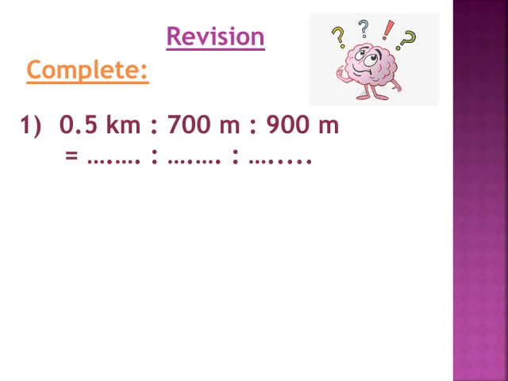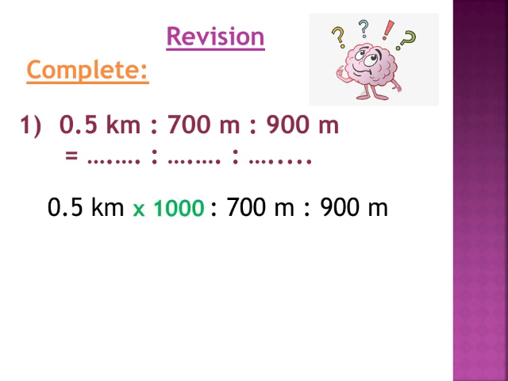I will convert kilometer to meter. How? By 1000. Bravo! Only the part that has the unit kilometer, we will multiply by 1000. 0.5 times 1000 equals 500 meter, to 700 meter, to 900 meter.